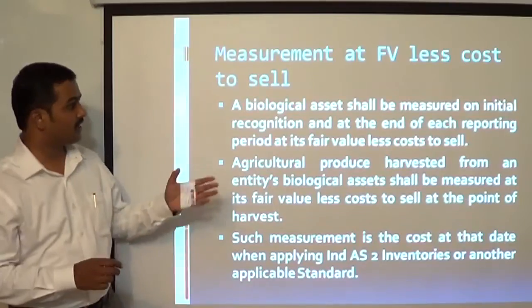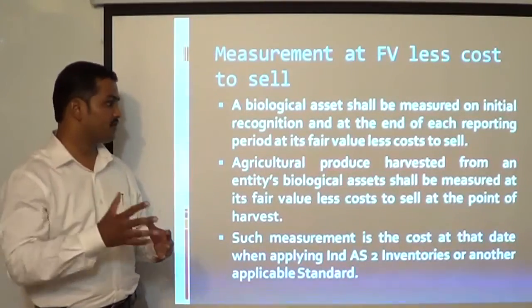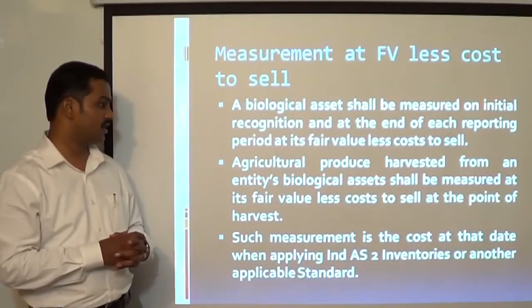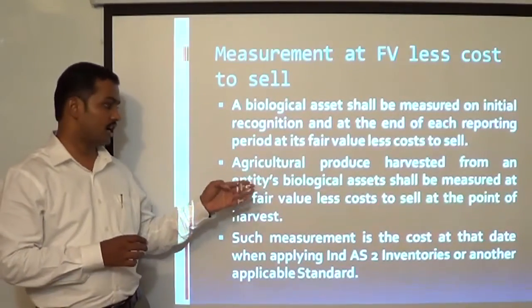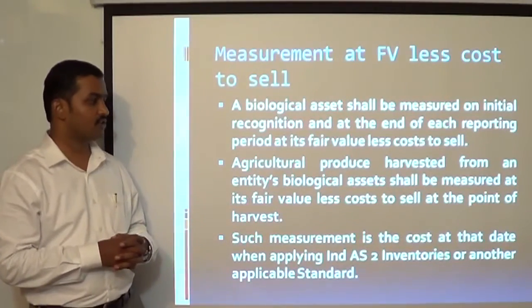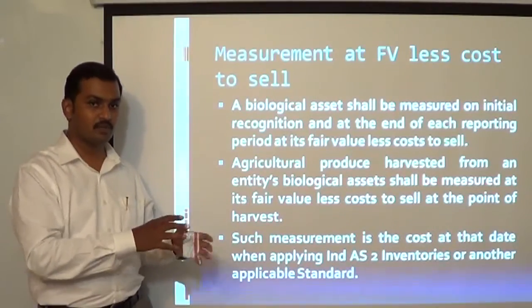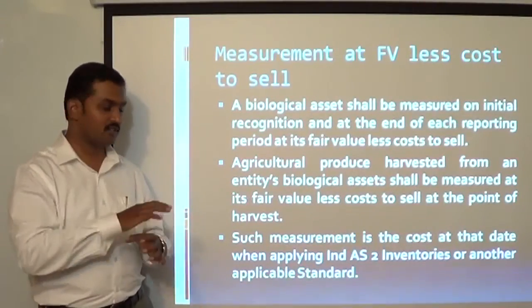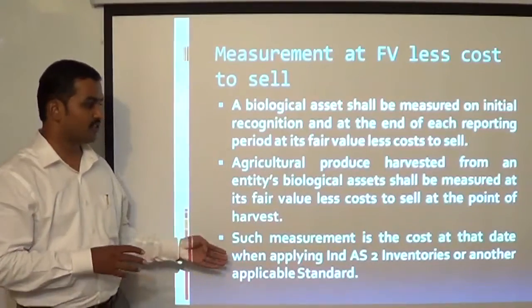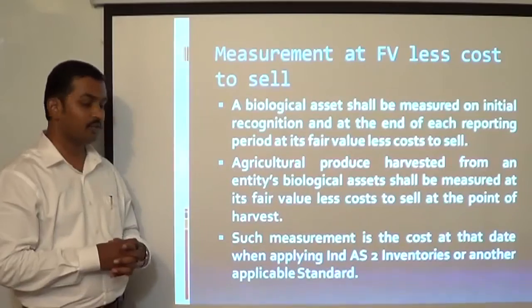So a biological asset shall be measured on initial recognition and at the end of each reporting period at its fair value less cost to sell. Agricultural produce harvested from an entity's biological assets shall also be measured at fair value less cost to sell at the point of harvest. So at initial recognition, same principle. Agricultural produce, harvest, same principle.